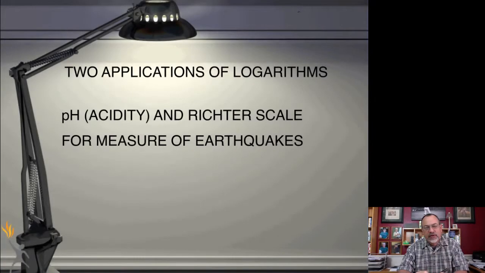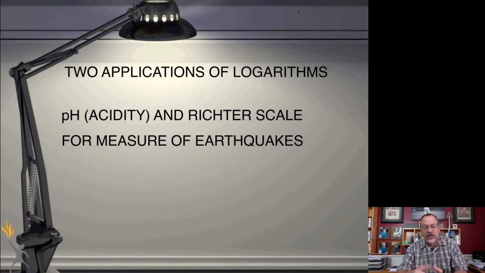Chapter 8, Lesson 3 of Advanced Algebra, and we want to look at two applications of the logarithmic functions as well as determining the inverse equation when we're given a logarithmic expression. Two applications that are very common are the pH or the acidity levels of liquids and the Richter scale.